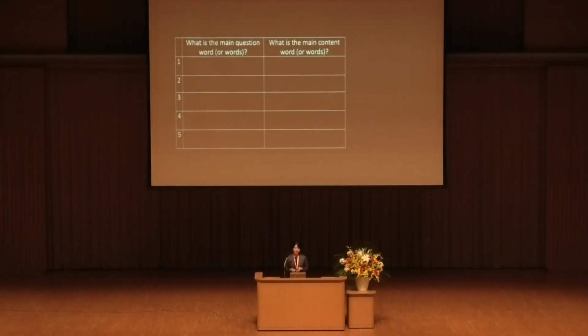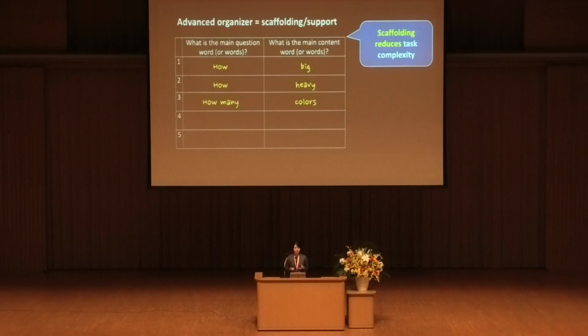And the chart, the advanced organizer that I designed for this task, also had an important role to play. While they were listening to me reading aloud the questions, students needed to jot down the main question word and also the main content word, like these. So this advanced organizer provided the kind of scaffolding and support that the students needed to develop the ability to comprehend the questions. And we know from research findings that scaffolding reduces cognitive task complexity, which in turn helps them focus on comprehension.